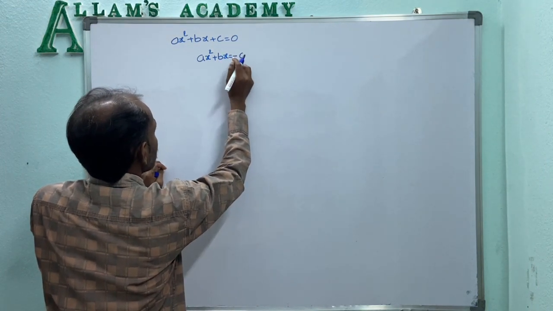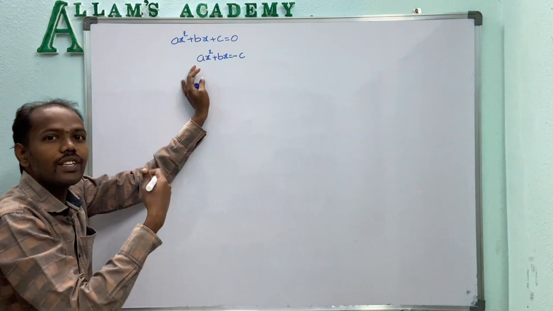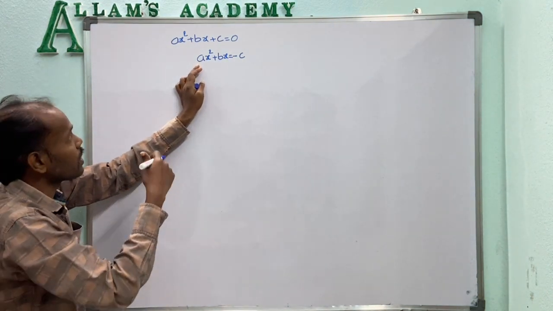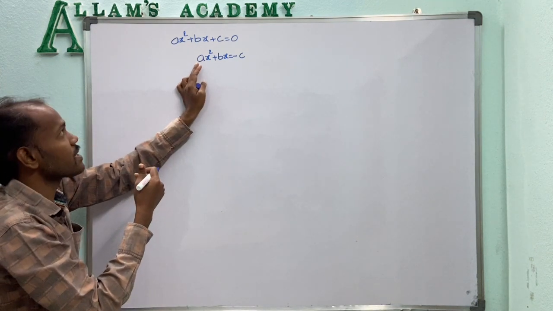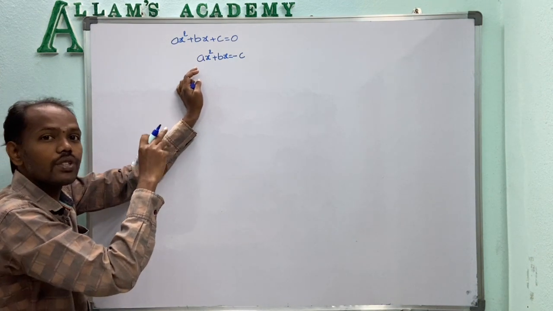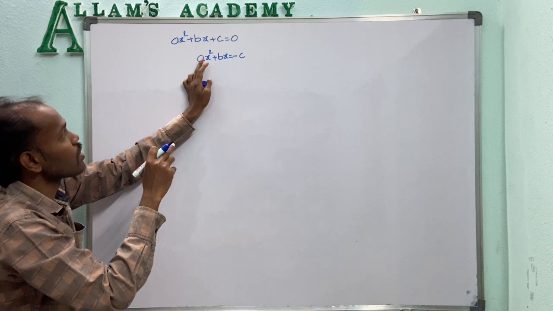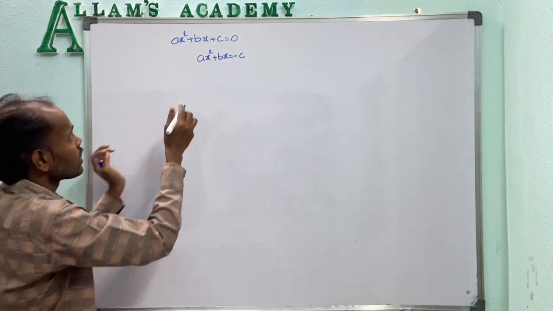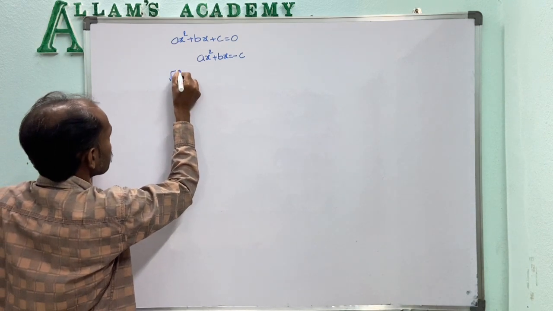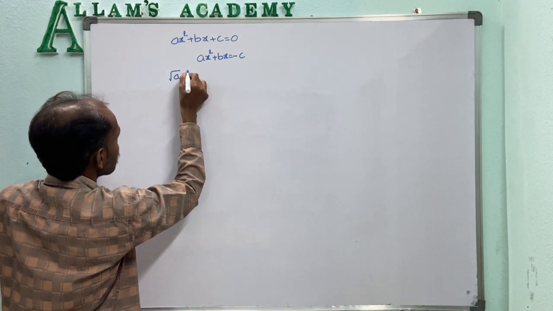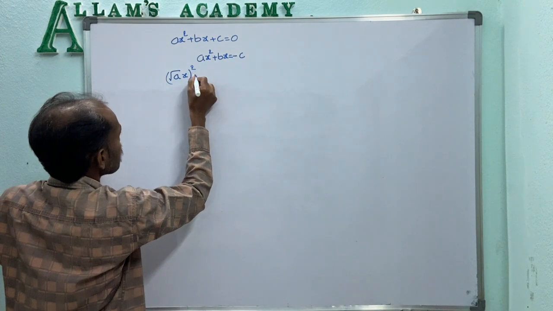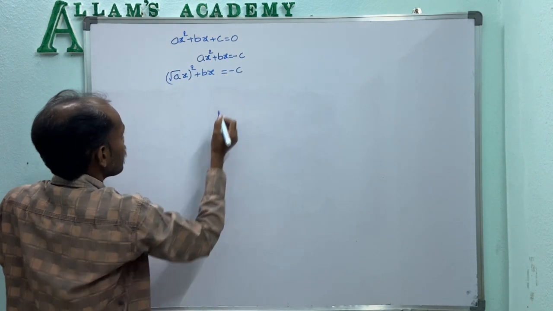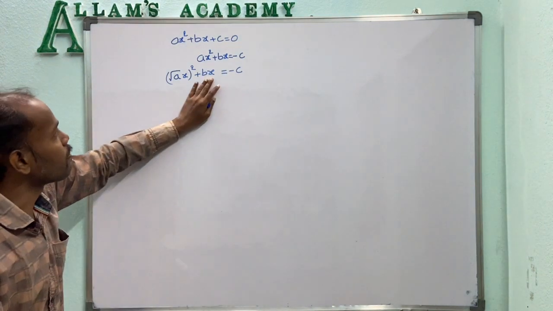Next, the x square term we have to write as a square. Here a is there, but we want to write it as a square. That means in the place of a, we take root a, and root a whole square is nothing but a. So root a whole square into x square. That means it will be written simply as root a into x whole square plus bx is equal to minus c.